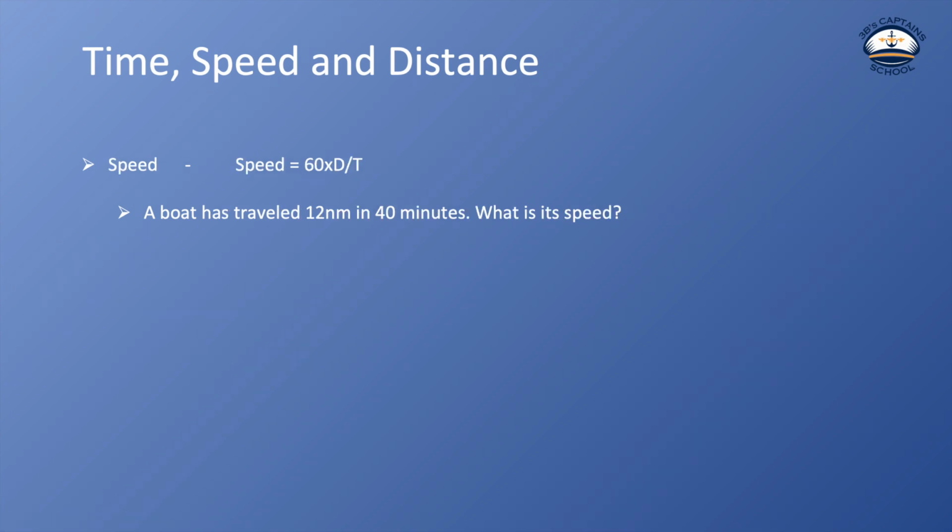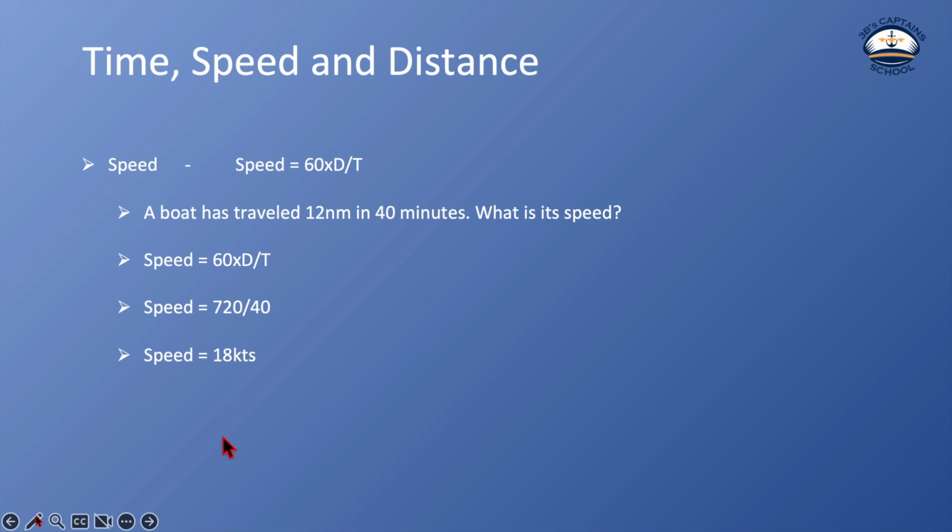All right, so let's solve for speed. So speed equals 60 times distance divided by time. A boat has traveled 12 nautical miles in 40 minutes. What is its speed? So speed equals 60 times distance divided by time. Our distance is 12 nautical miles and our time is 40 minutes. So 12 times 60 equals 720, divided by 40 equals 18 knots.